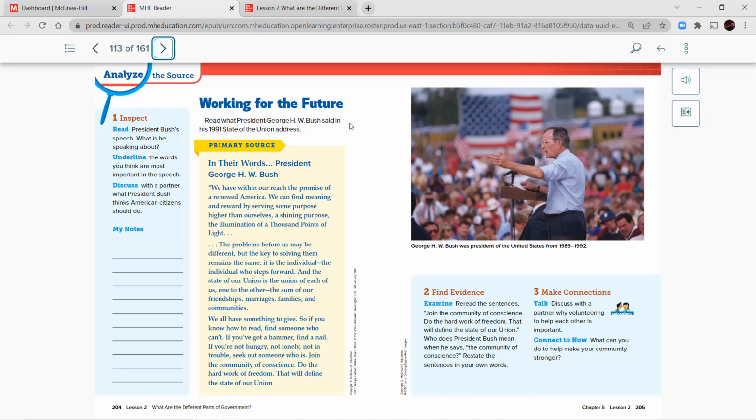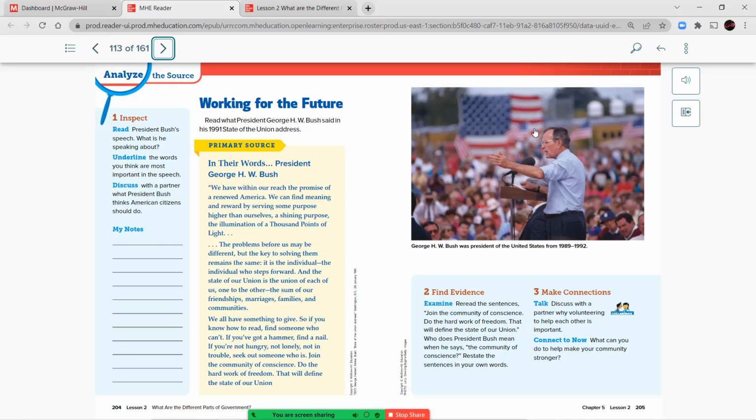It is the individual who steps forward, and the state of our union is the union of each of us, one to the other, the sum of our friendships, marriages, families, and communities. We all have something to give. So if you know how to read, find someone who can't. If you've got a hammer, find a nail. If you're not hungry, not lonely, not in trouble, seek out someone who is. Join the community of conscience. Do the hard work of freedom. That will define the state of our union.